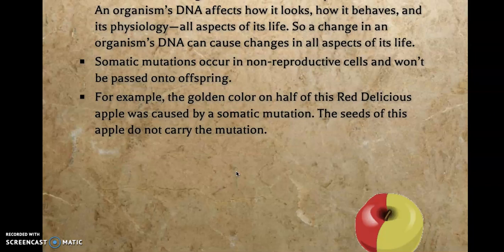Some are called somatic mutations. They occur in non-reproductive cells and won't be passed on to offspring. For example, the golden color on half of this red delicious apple was caused by a somatic mutation. The seeds of this apple do not carry the mutation. Therefore, if you plant the seeds, you're not going to get a half and half apple. You will get the golden apple, okay? That's because it was a somatic mutation. The seed won't carry the mutation.